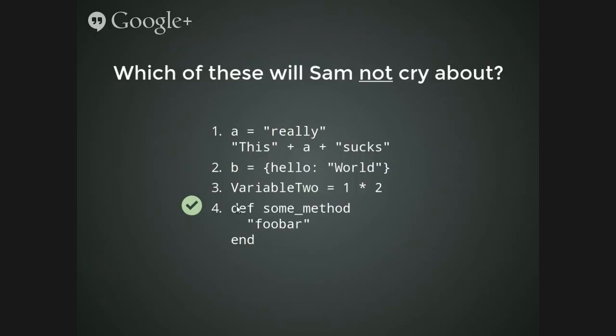That's all I have to say about it. For 3, variable 2 is a variable, so use snake case. And 4 is fine because it uses the correct snake case for the method name. It omits the return when you can, and well, you can't see it here, but it's indented with 2 spaces. Any questions?